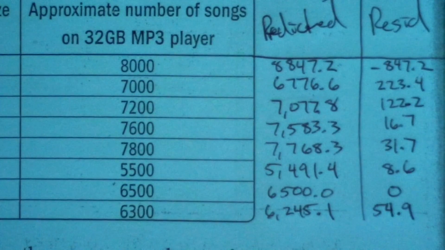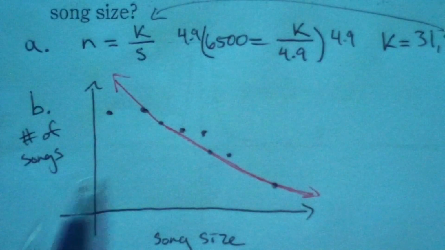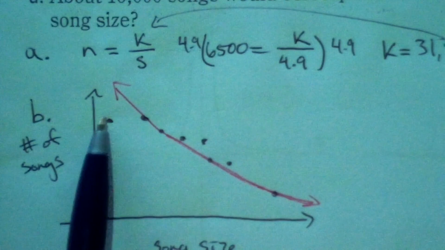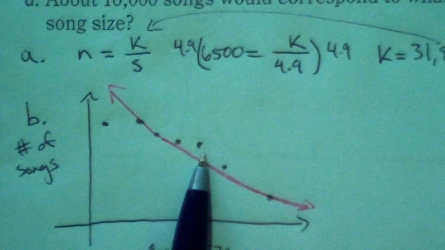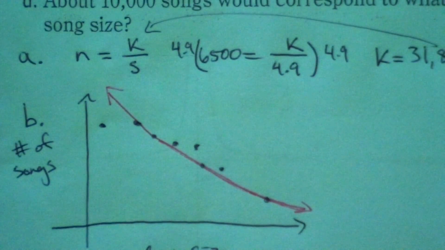Okay, and then it says if we are actually using our thing that we came up with here, we're supposed to figure out about 10,000 songs would correspond to what average song size. So then we're just going to take that 10,000 and plug it into that formula that we came up with there. And the 10,000 would be in our song size part, so 10,000 is equal to that constant of variation, 31,850, divided by our S.